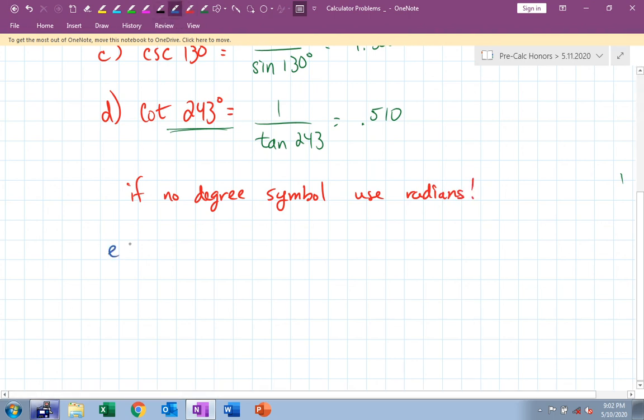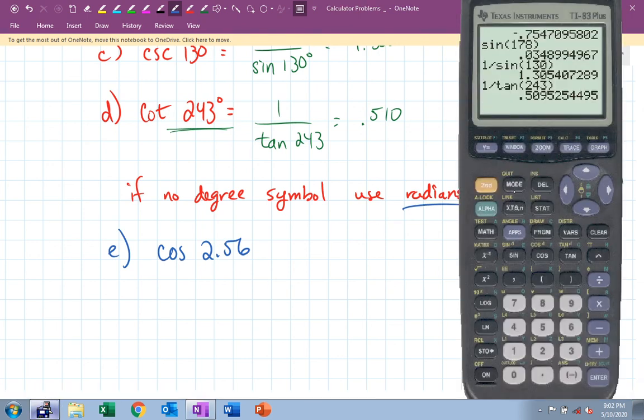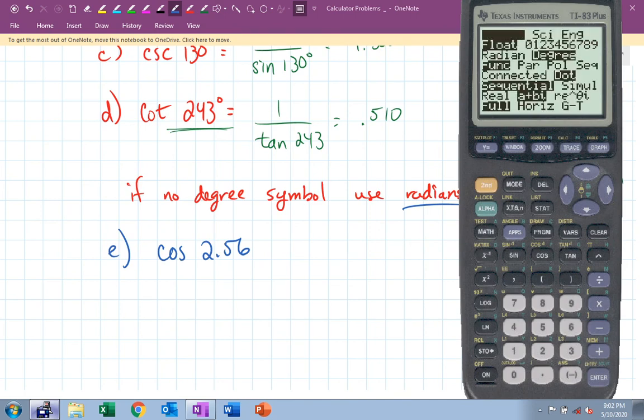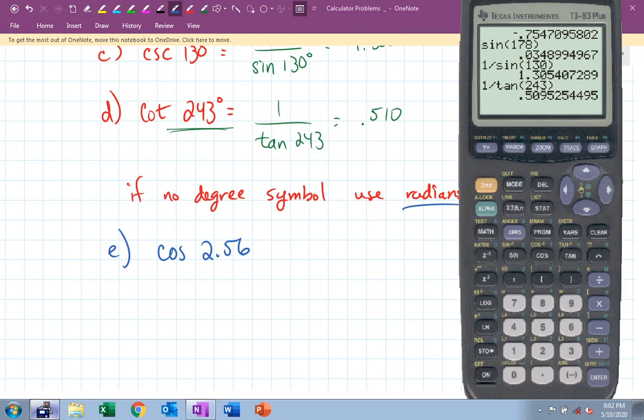So that means my next one, which I have the cosine of 2.56, no degree symbol. That means I'm in radians. So I go to my calculator, and I have to change it. Make sure I'm in radian. So I'm going to do 2.56, and first hit cosine. Cosine of 2.56 is negative 0.836.